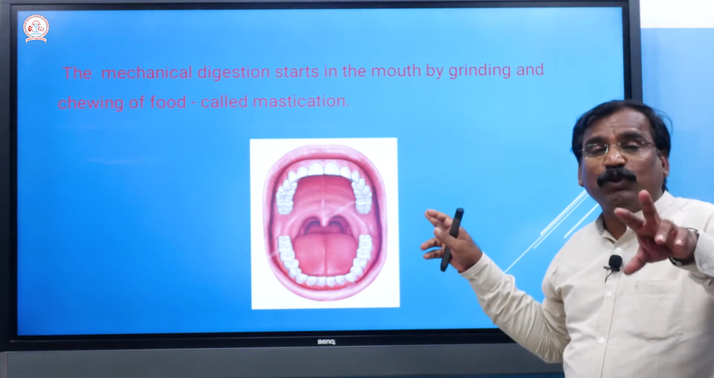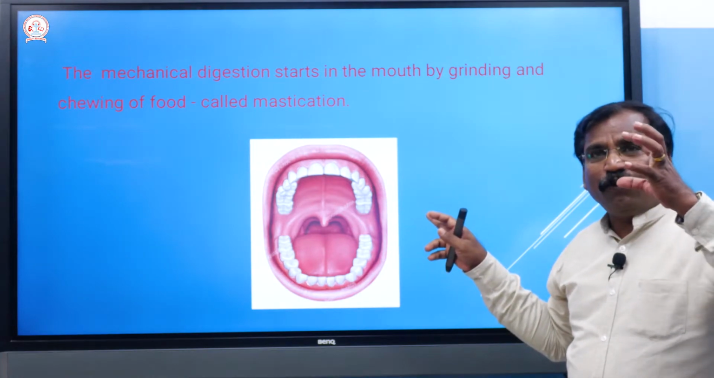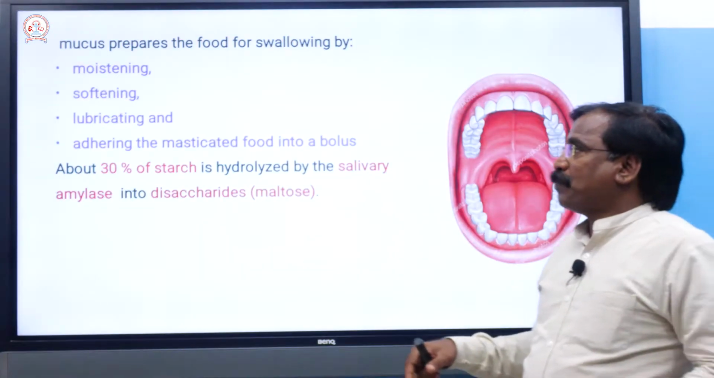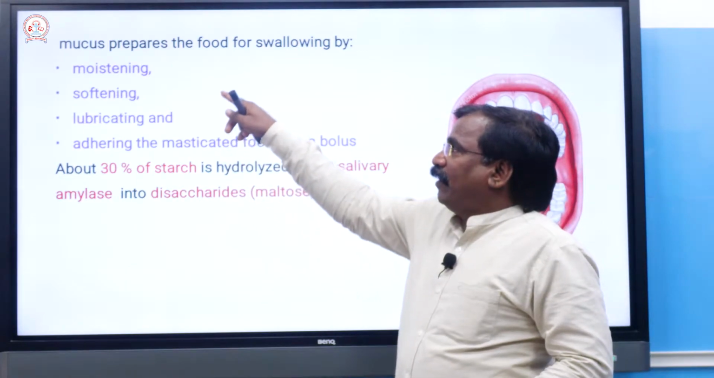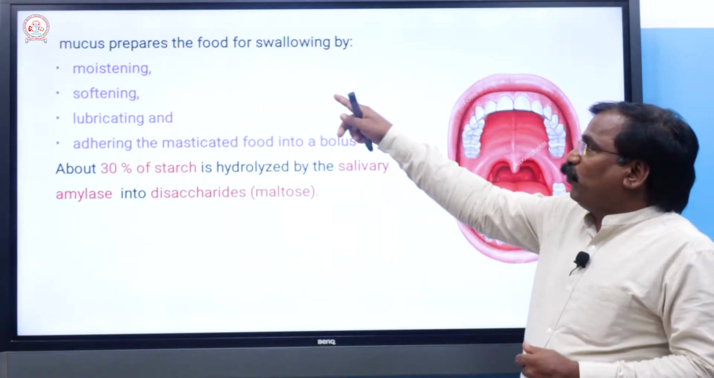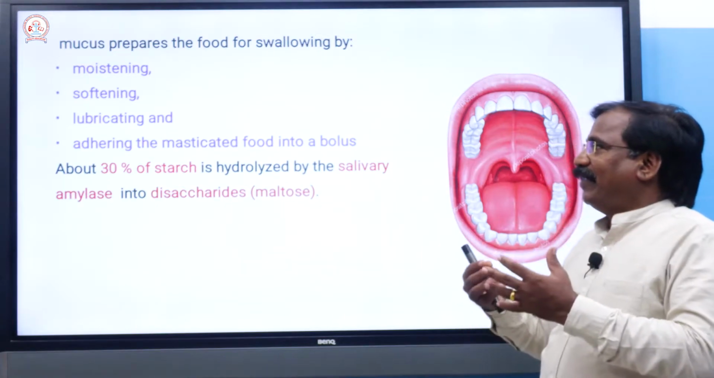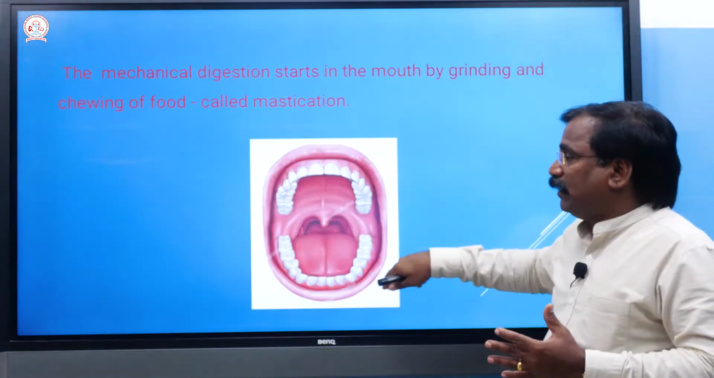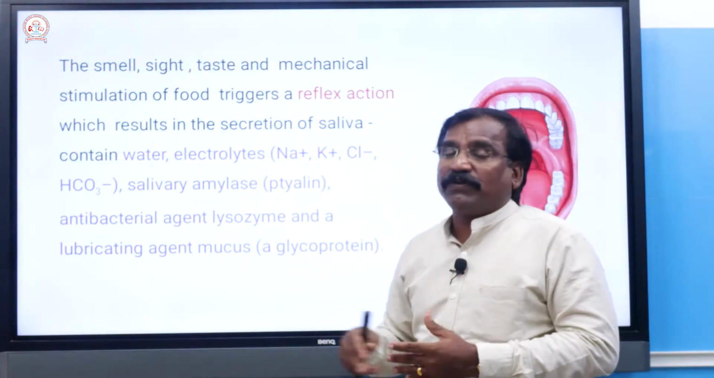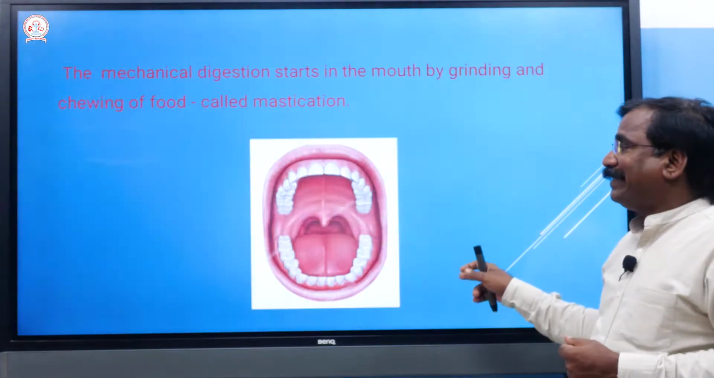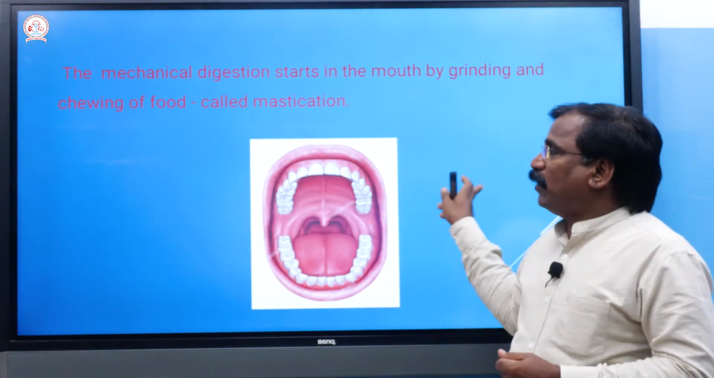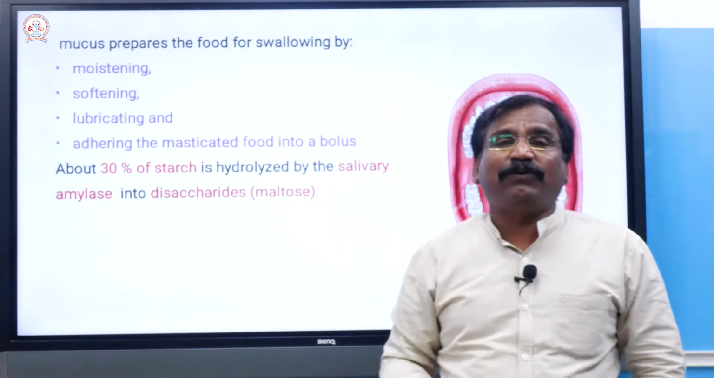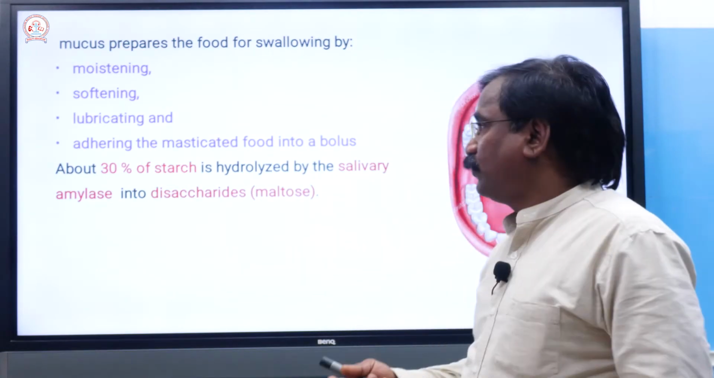At the time of chewing or mastication, large food particles are broken into simpler pieces, that is mechanical digestion. Before that, what is the enzymatic action? Listen. The salivary amylase present in the saliva acts upon the starch and converts the starch into the disaccharide maltose.